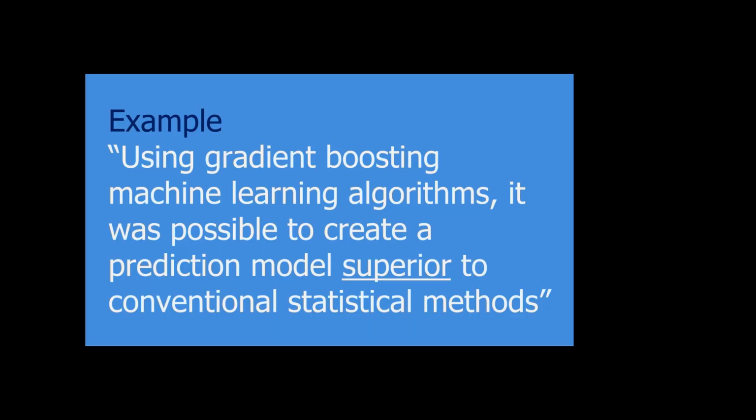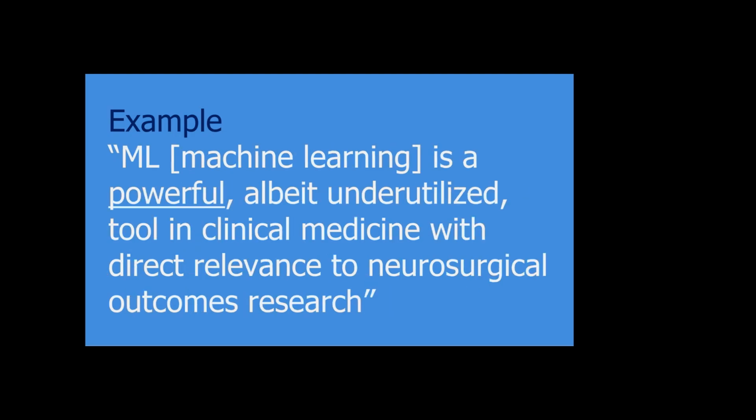So as an example, we've got a study saying, using gradient boosting machine learning algorithms, it was possible to create a prediction model superior to conventional statistical methods. Again, we see this quite a lot popping up, where there's this real strong comparison between machine learning and the statistical methods. But as I say, when you actually look at the underlying evidence as to what's been done in these studies, these are baseless, I should say.